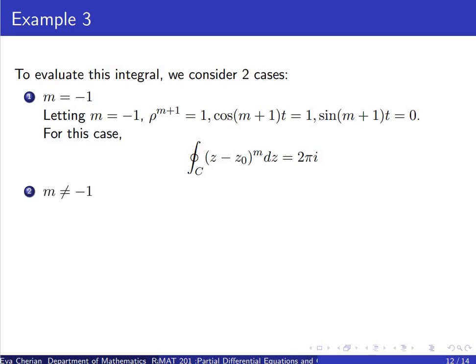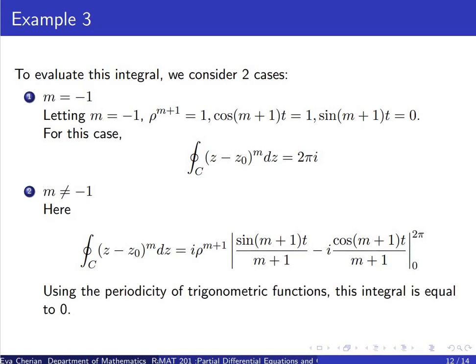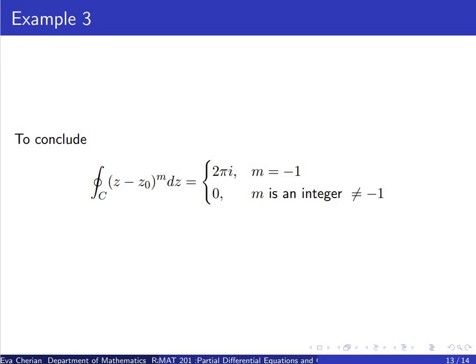When m is not equal to minus 1, the integral will become i times rho raised to m plus 1 times sin of m plus 1 t by m plus 1 minus i times cos of m plus 1 t by m plus 1, with limits 0 to 2 pi. But remember that sin and cos are trigonometric functions. They are periodic with period 2 pi. So using this periodicity of trigonometric functions, the value of this integral will become 0. So to conclude, integral over C of z minus z0 raised to m dz is 2 pi i when m equals minus 1, and 0 when m is an integer but not equal to minus 1.